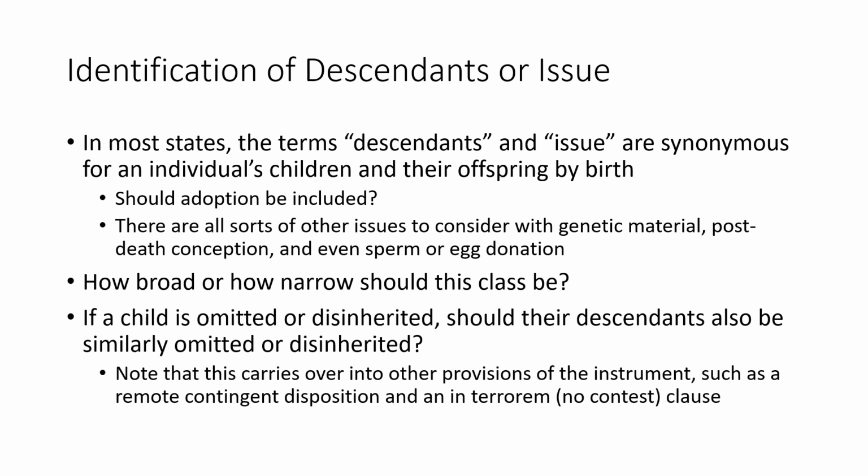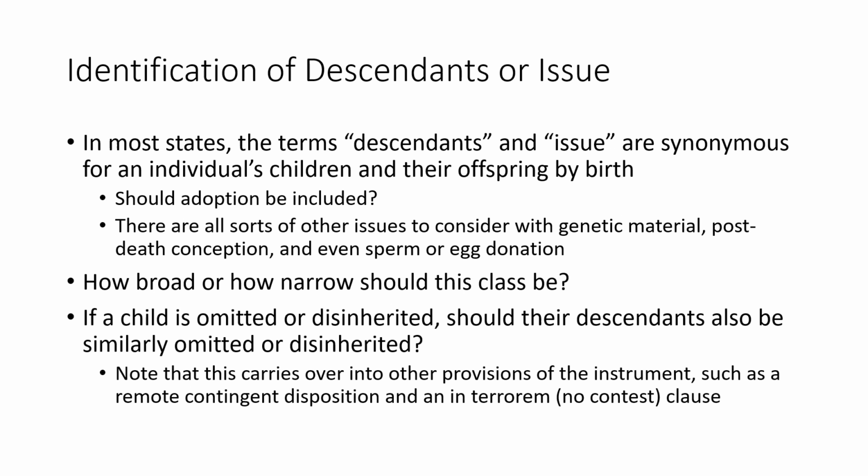There's all sorts of issues that can come into play here as well with your genetic material. If it's preserved, what if you have children after your death? Do they become beneficiaries under the plan? Or if you've engaged in sperm or egg donation, those are becoming less private and more public. Could a child through donation who's been anonymous all of a sudden discover your estate and try to make a claim against it even though you didn't know about them? So with that, how broad or how narrow should the class of descendants be? And some of that relates to your children as well.